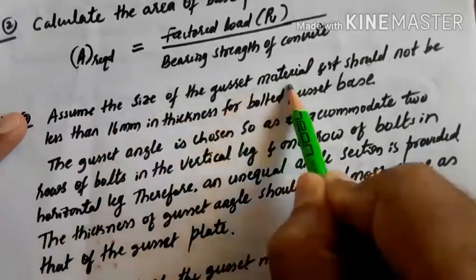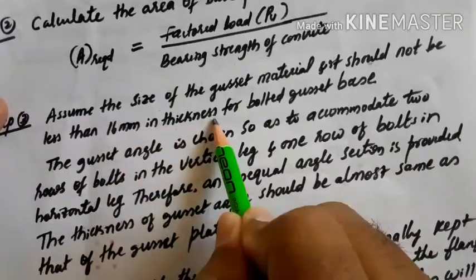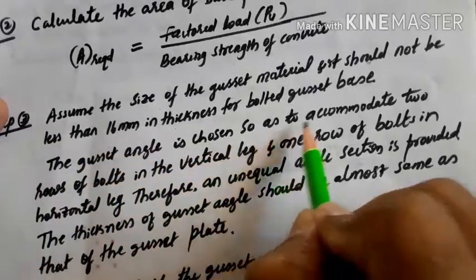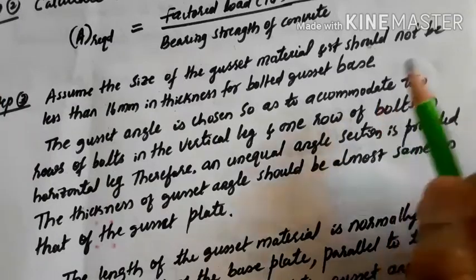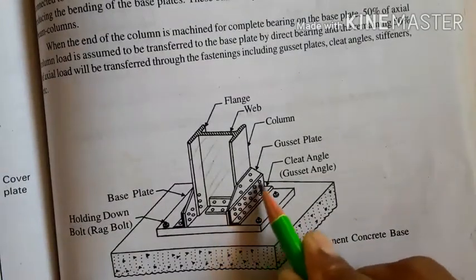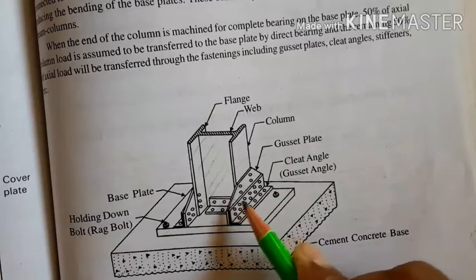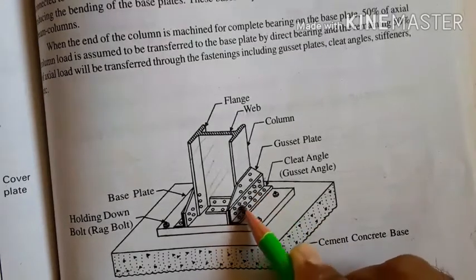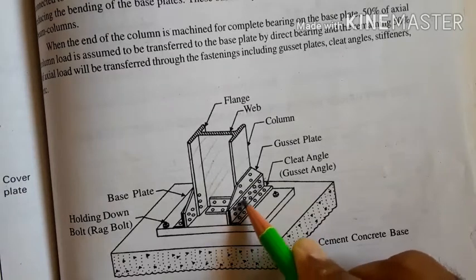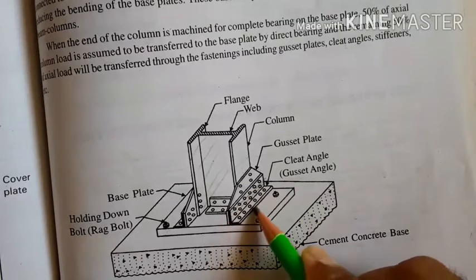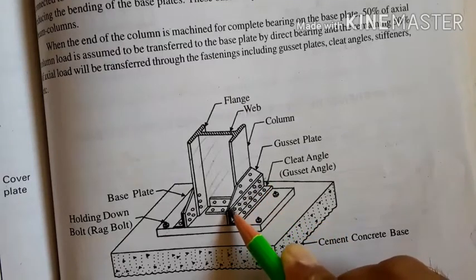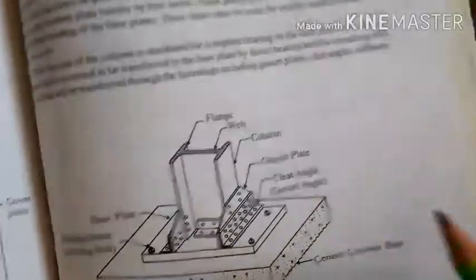Assume the size of the gusset material; it should not be less than 16 mm in thickness for the bolted gusset base. Then the gusset angle is chosen so as to accommodate two rows of bolts. Whatever gusset angle is chosen, when you connect this gusset angle to the gusset plate and provide the bolts here, it should accommodate two rows. So this vertical leg should be wider. Hence you need to choose an unequal angle size here.